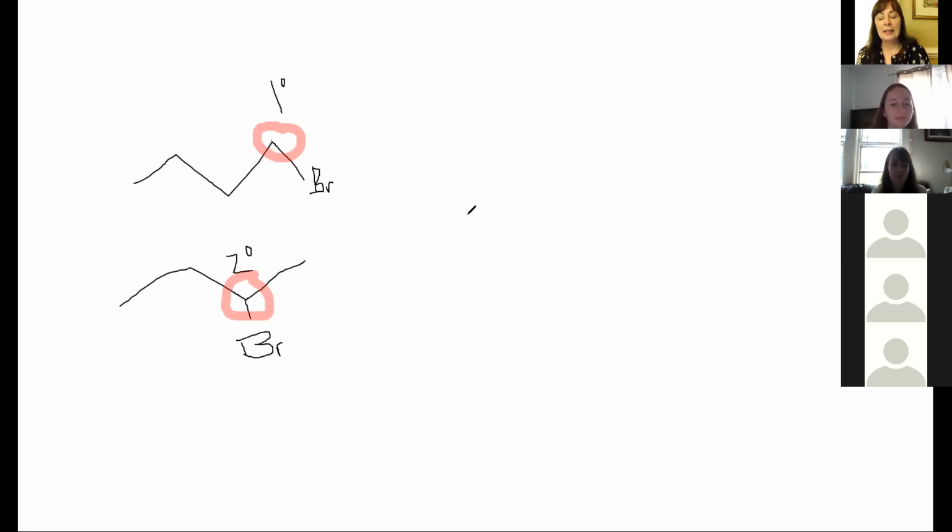Lab number 5 is all about the SN2 reaction. So which one of these guys would react faster in an SN2 reaction? 1 or 2? 1. Definitely 1, okay? And I think there is another prediction that you have to make that has to do with the leaving group, right? Yeah, there's 2 more. It's the leaving group and then the steric effects.